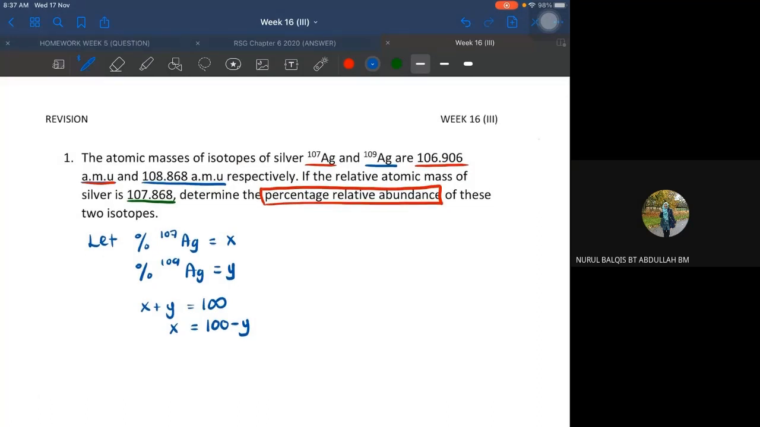Okay, so dekat sini awak akan diberi 1 mark. 1 mark kita bagilah dekat sini. Kiranya kalau complete this one, bagi 1 markah. And then you are going to substitute this into the formula of apa?